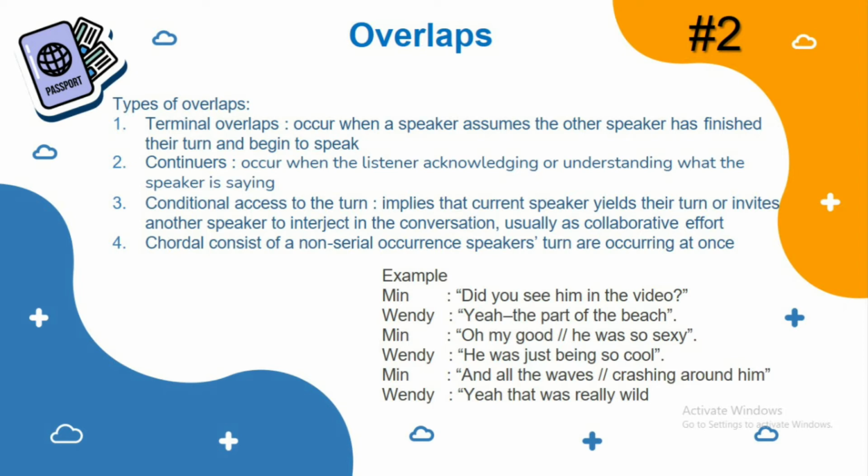The fourth is chordal. Consists of non-serial occurrent speaker's turns occurring at once.